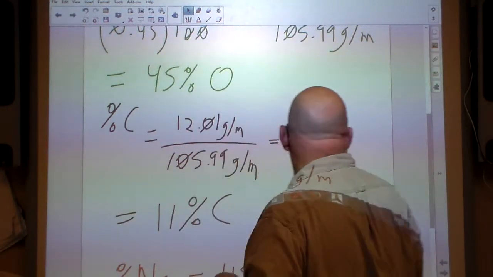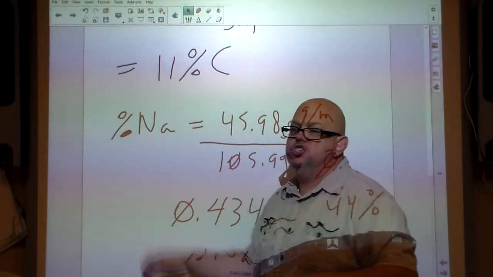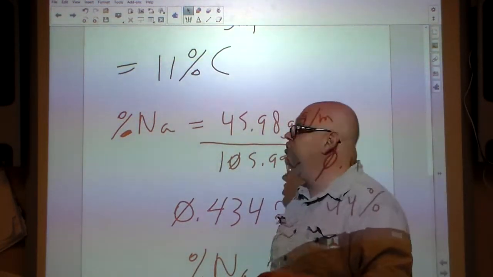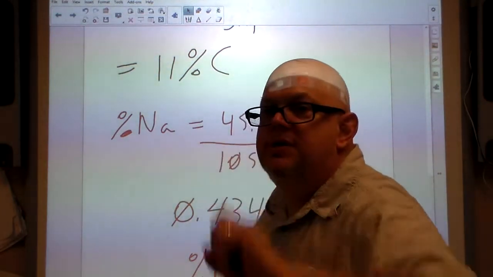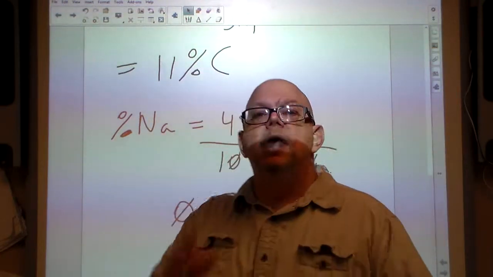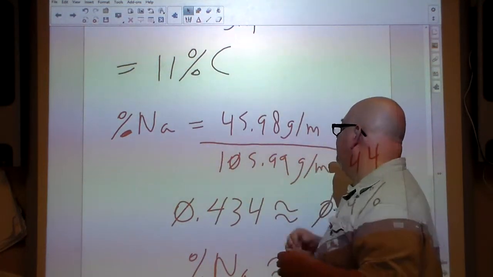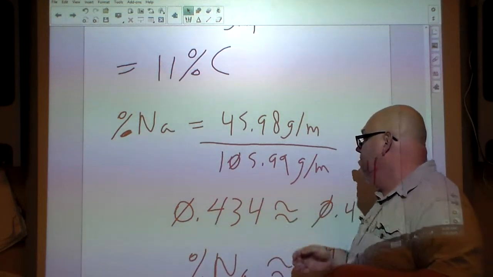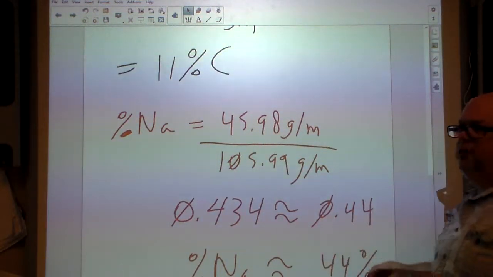Now, for our final one, the sodium, there's two ways we can look at it. One way, we can take the mass of sodium, which is 22.99 or close to 23. You multiply by 2, you get 45.98, because remember, it's not about one sodium, it's about the two sodiums in the formula. So we have 45.98 over 105.99 grams per mole, and we end up getting about 0.434, which is kind of close to 44.